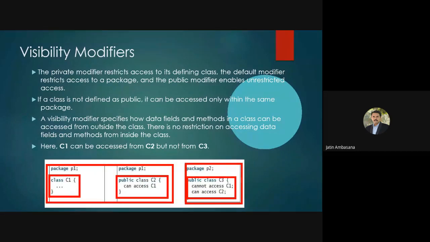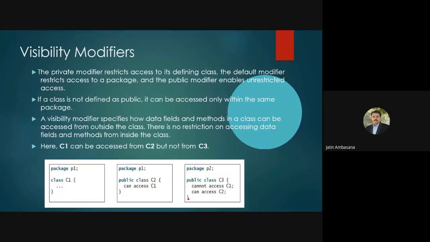Sorry, actually this cannot access C1, so it cannot access this C1. This access is not possible. Why? Because the scope of this class was default or package, but it can access C2. Why? Because it is public. Okay, we saw this thing, right? How visibility modifiers apply.